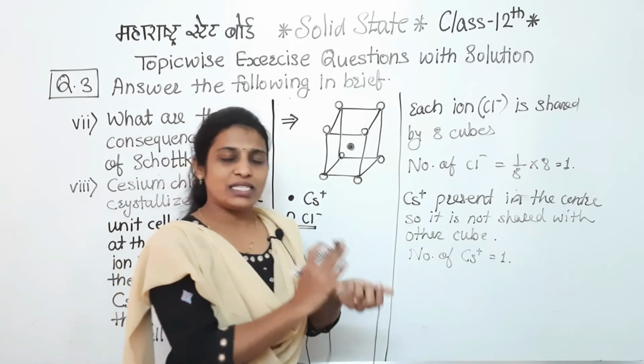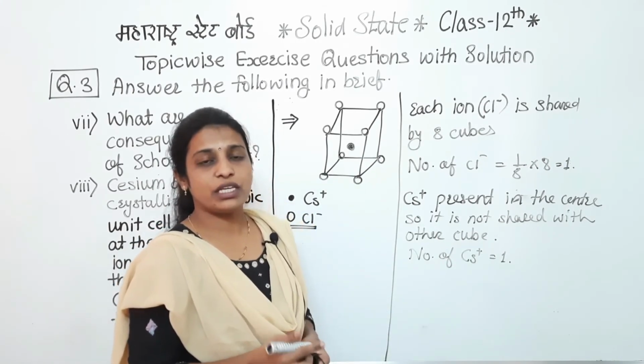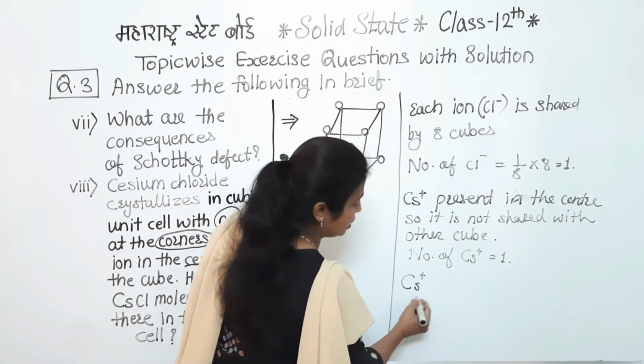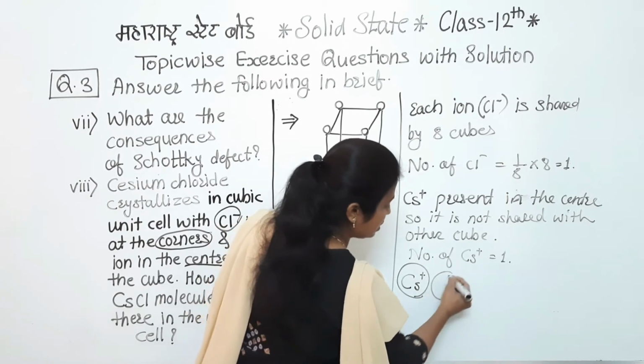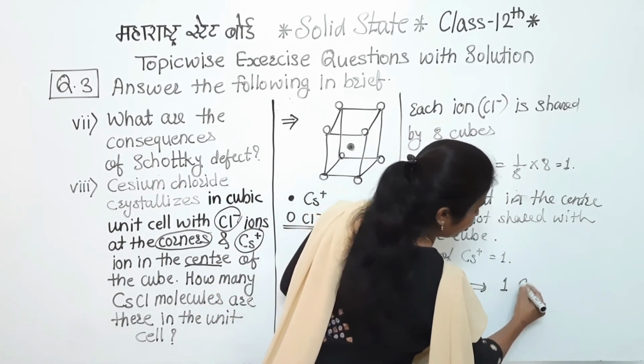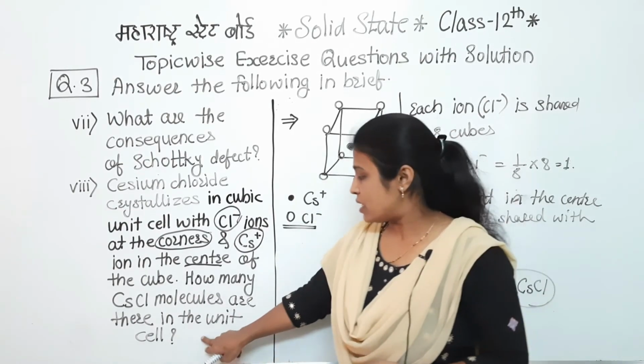Means here 1 Cl minus is there, 1 cesium plus is there. So how many molecules will be there? Only 1 molecule, because as we know that if cesium plus is 1 and Cl minus is also 1, then how many molecules? Only 1 molecule of cesium chloride will be present in this unit cell.